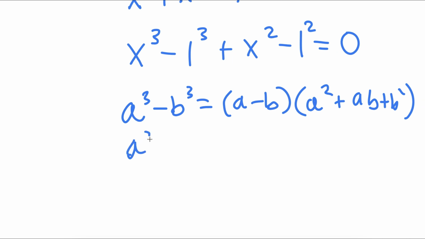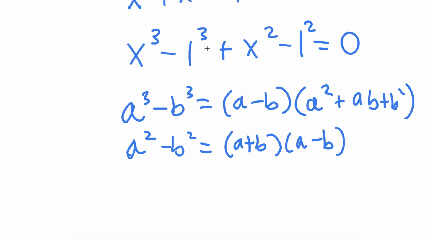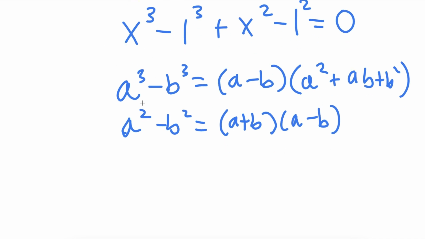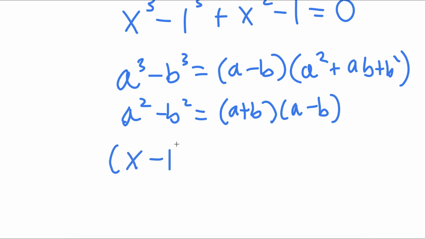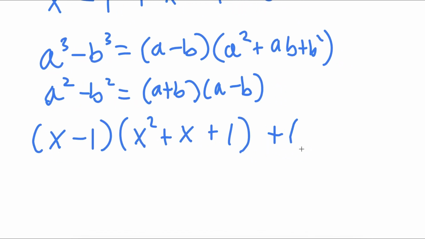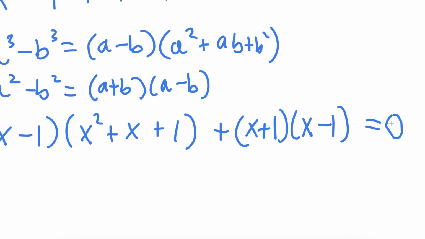And a squared minus b squared, this is equal to (a plus b) times (a minus b). So x to the power of 3 minus 1 to the power of 3, that's going to equal (x minus 1) times (x squared plus x times 1, which is x, plus 1 squared, which is 1). And then now I have this plus (x plus 1) times (x minus 1). And this is all equal to 0.